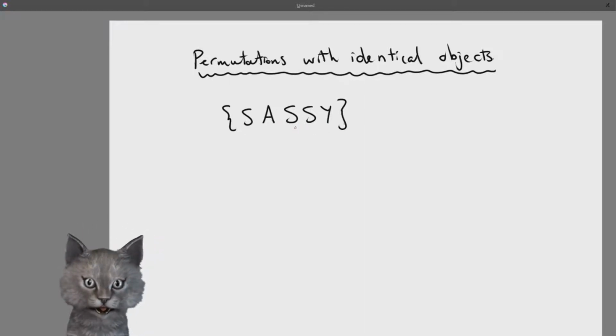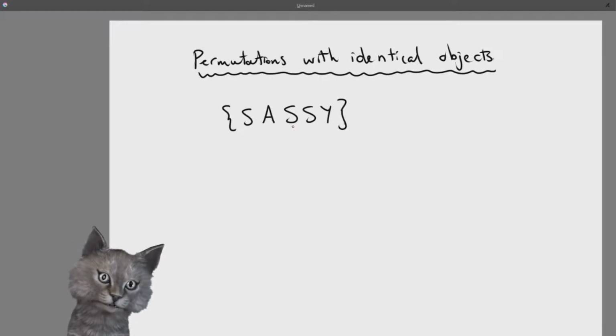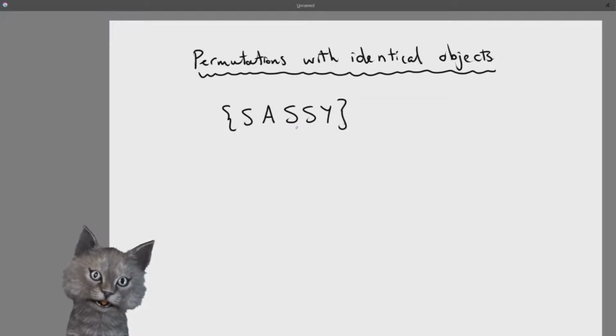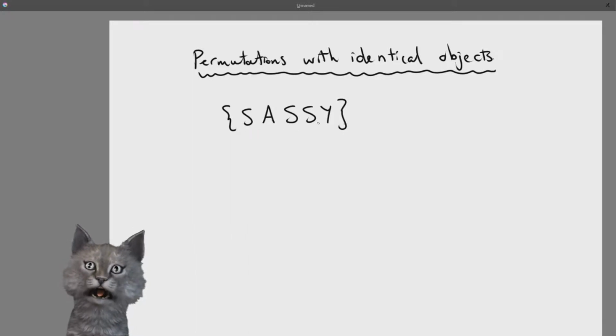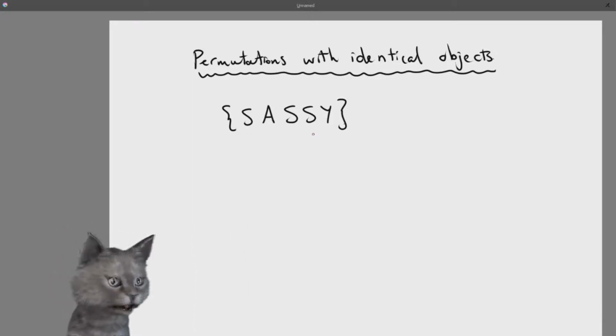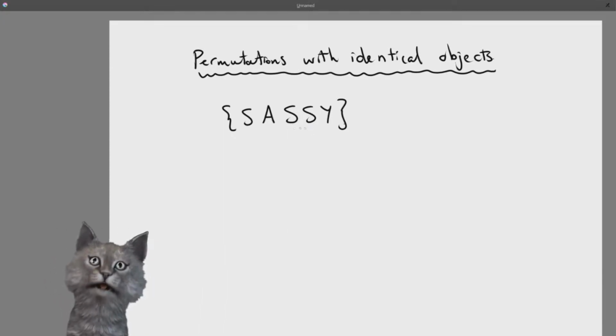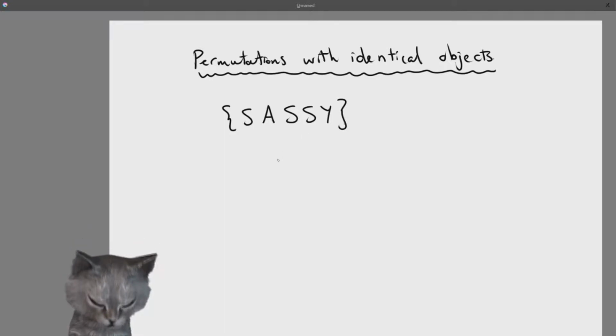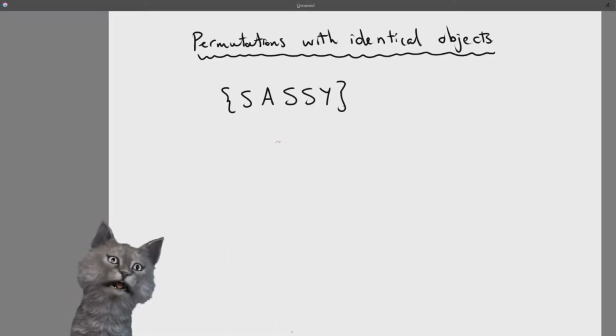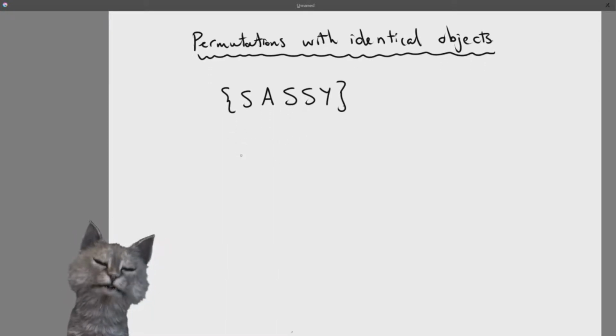So if I ask you to turn around, okay, now turn around. Now I'm going to swap these S's. Now turn back. Do you see any difference in the arrangement? Not at all, because they were identical. So it's not quite the same as the previous one. Now what we're going to do here is figure out how to handle this.